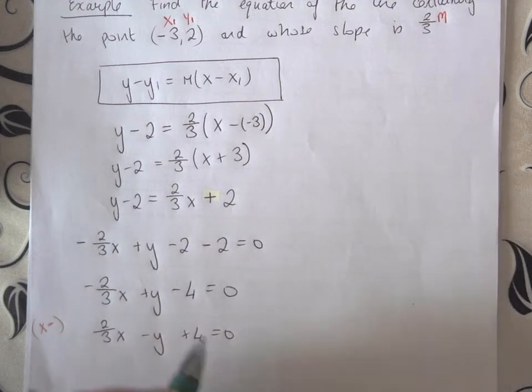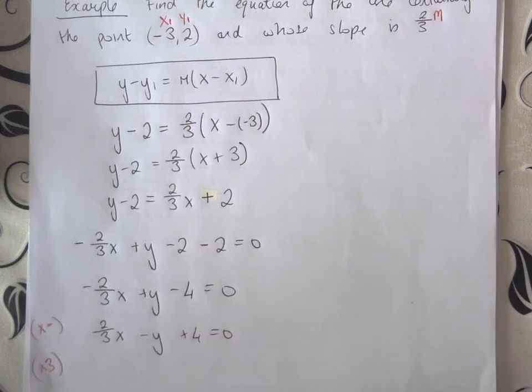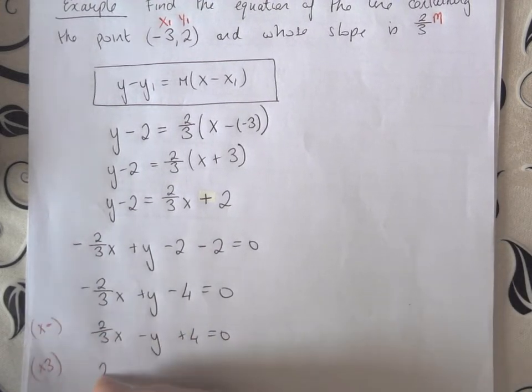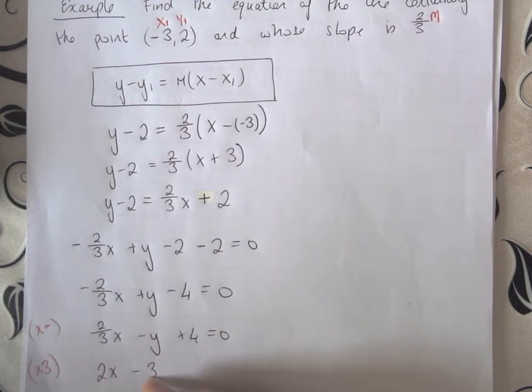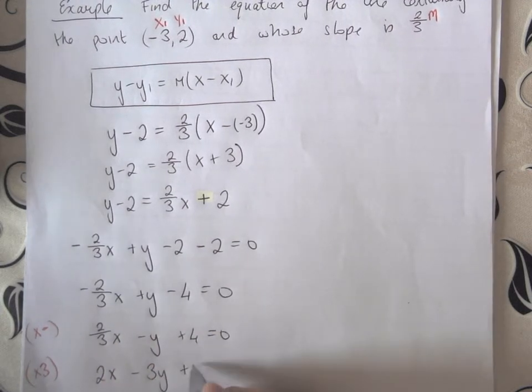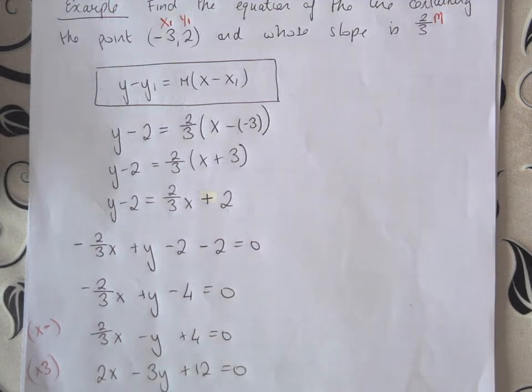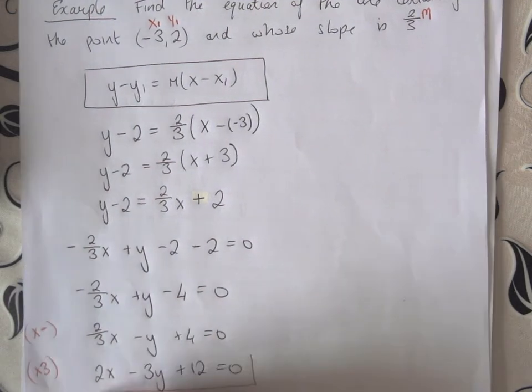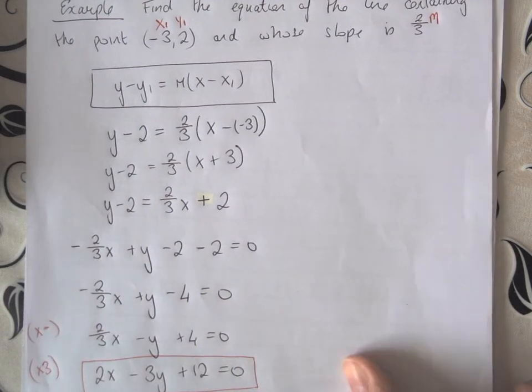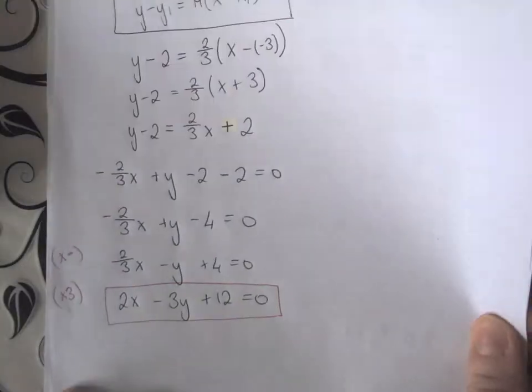And now I'm going to multiply everything by 3 because I don't want a fraction. So when I multiply this by 3, I get 2x. When I multiply y by 3, I get 3y. And when I multiply 4 by 3, I get 12. And that's my equation of my line in a way that I like it. There's no fractions. It doesn't start with a negative. Okay.